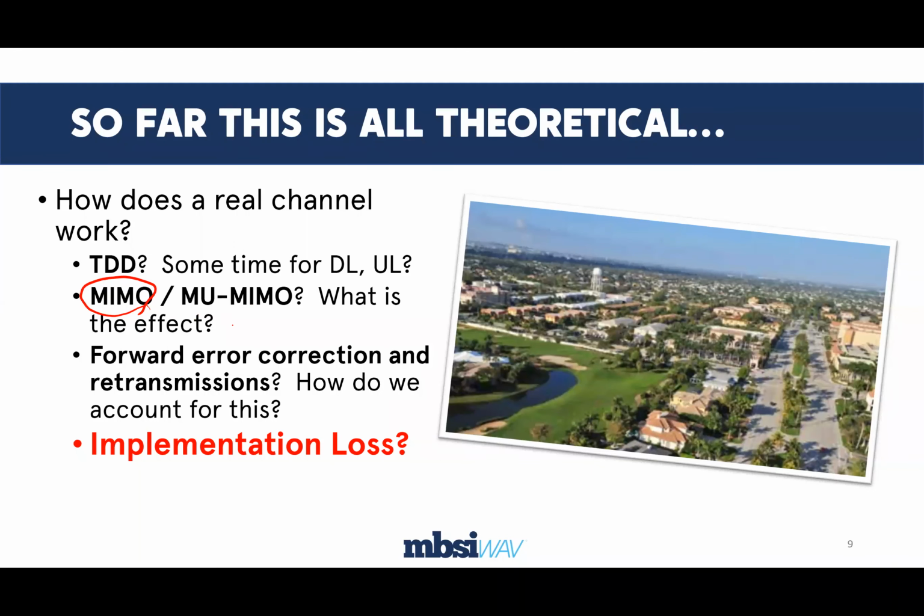Now, what about multi-user MIMO? This is another new thing that has come along in the last few years, where I'm able to talk simultaneously to a number of subscribers in different groups. So how many groups do I have? What is the effect of that on my available bandwidth? Now, one other thing is that every broadband wireless system today uses some sort of forward error correction and some sort of retransmission algorithm. So how do we account for this? We'll see that. And then when you put all this together in software, there's always some kind of implementation loss.